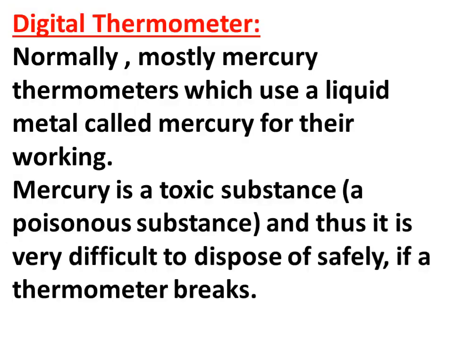Next is the digital thermometer. Mostly, thermometers use a liquid metal called mercury for their working. Mercury is a toxic, poisonous substance, and in case of breakage, we should not touch mercury, and we need adult guidance for disposing of that particular thermometer. Thus it is very difficult to dispose of safely if a thermometer breaks.